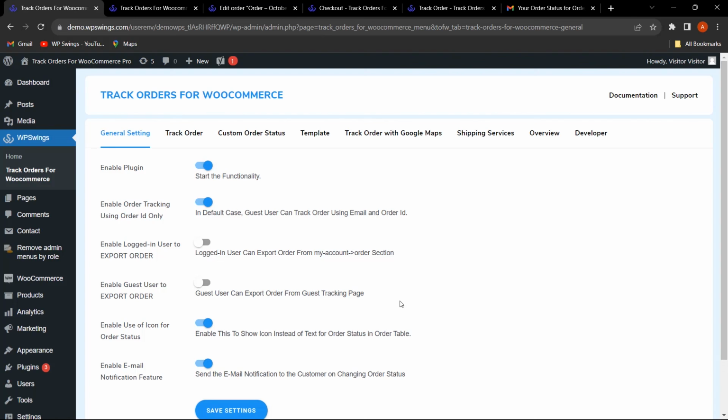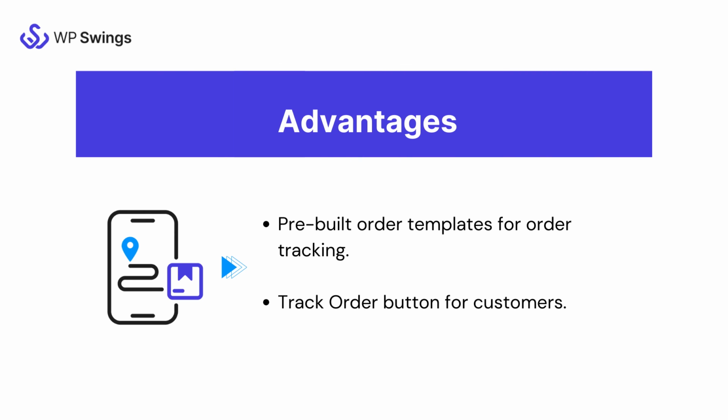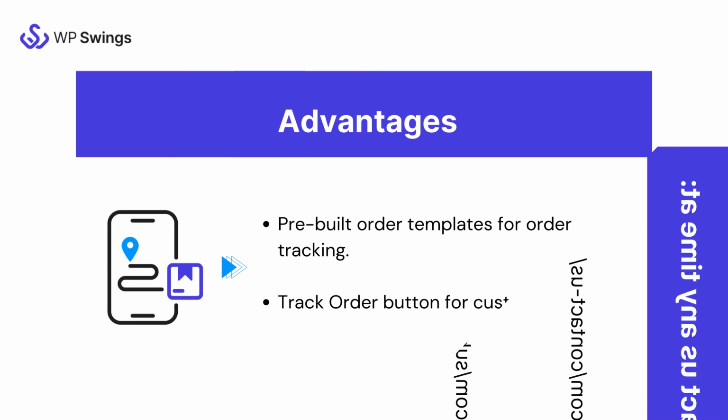Now let us see the major advantages of the Track Orders for WooCommerce plugin. The Order Tracker plugin offers user ID tracking, by which the customers can easily track their orders with the help of user ID. Moreover, the logged in users can export the order tracking details in CSV format. The plugin also provides email notifications to the customers for every order status change, pre-built order templates for order tracking, and track order buttons so that customers can click on the track order button and track their orders.